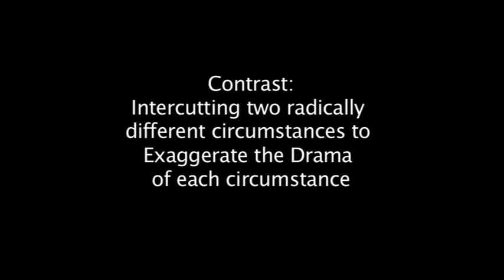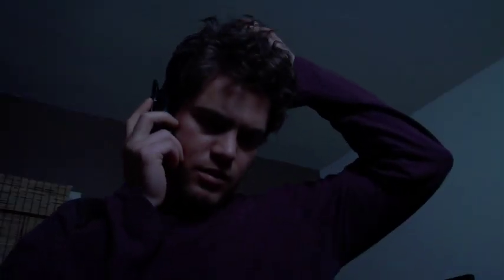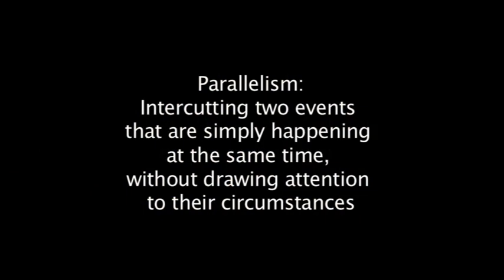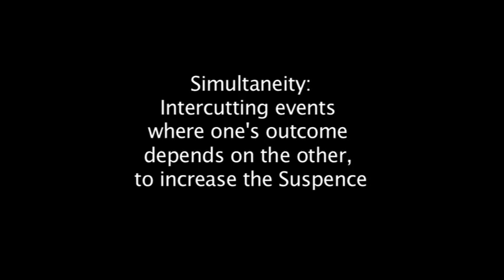When you intercut two different scenes together, where the character in one scene is experiencing a starkly different set of circumstances than the character in the other scene, it makes each character's set of circumstances appear more powerful. That's contrast. For instance, think about Jake's dark, bleak, unhappy existence when contrasted with Rachel's happy, bright, and fulfilled life. When you intercut two separate scenes, but you're not trying to draw attention to the difference in the circumstances, that's parallelism. When you have parallel situations, and the outcome of one situation depends on the other, and you keep cross-cutting between them to lead to more suspense, that's simultaneity.